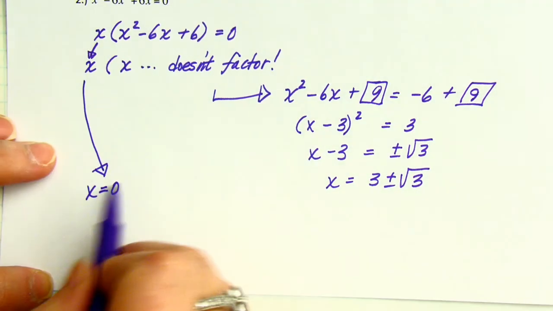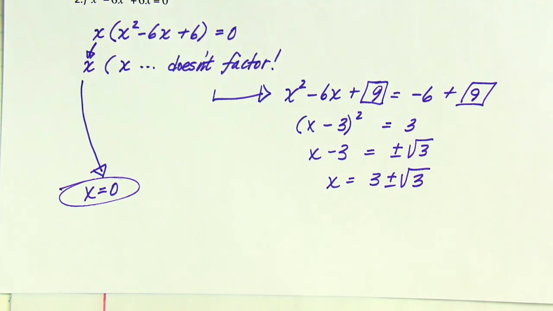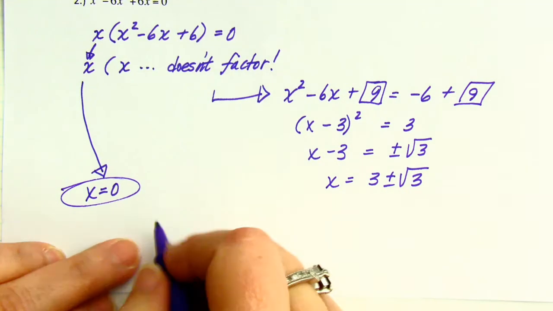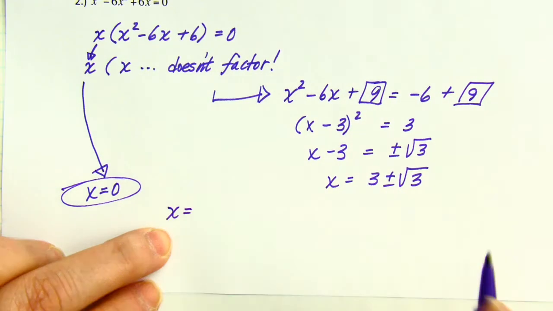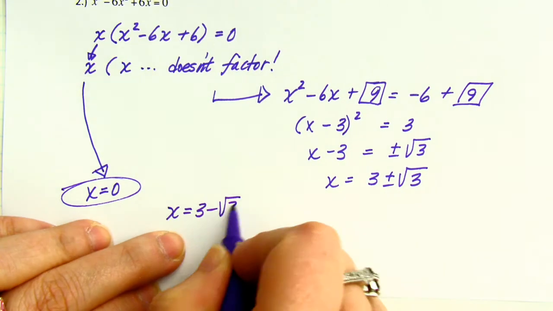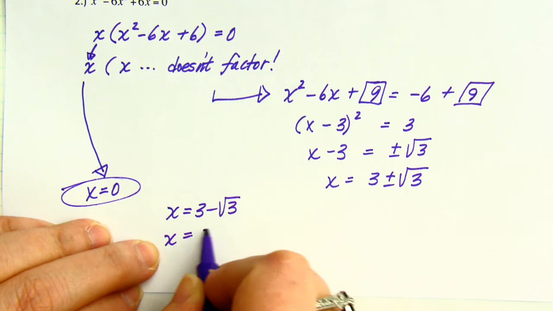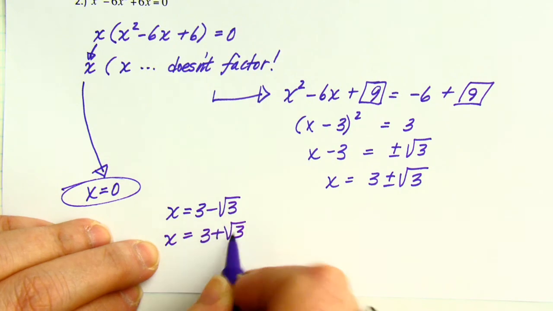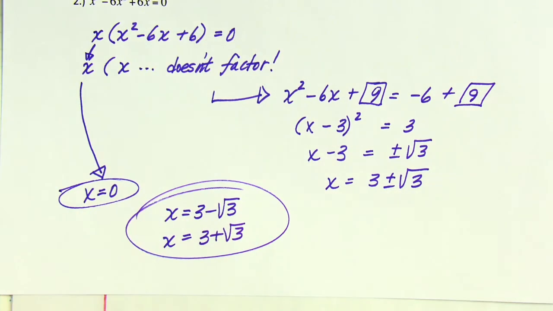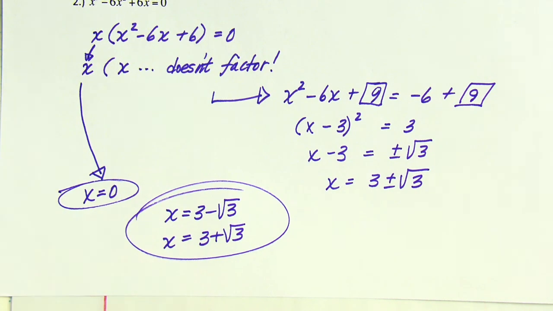So here I have a real solution, and these are real as well. x equals 3 minus root 3, and x equals 3 plus root 3. So 3 total solutions there with that problem. Hopefully you were able to figure out that you at least take a GCF out and then notice that it didn't factor. And hopefully it came to you that I have to complete the square.